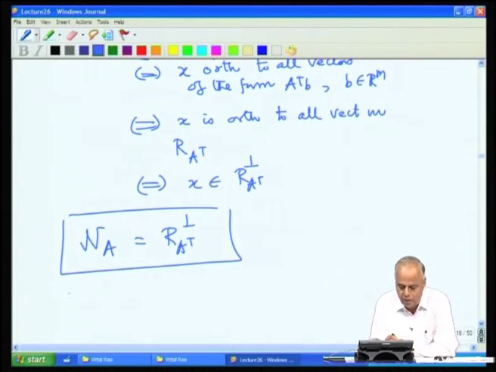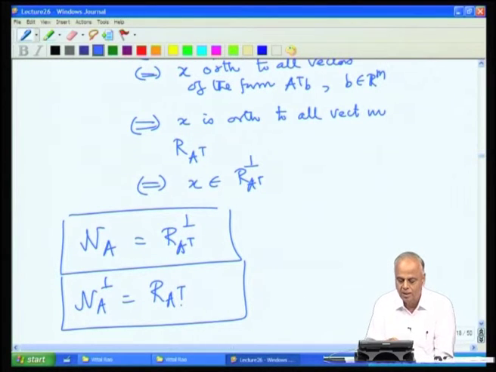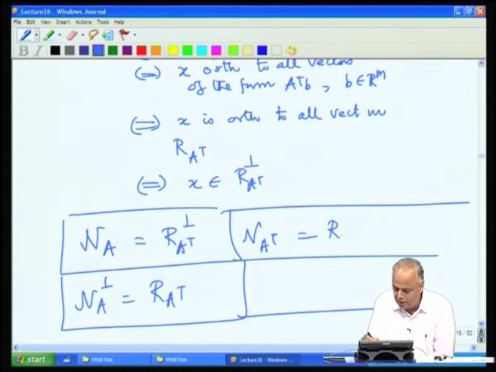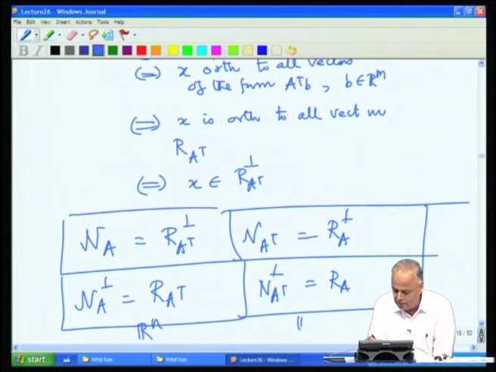Since the perp of the perp is itself, we get N A perp is R A transpose perp perp, which is equal to R A transpose. Analogous to this, on the other side, we get N A transpose is the range of A perp, and N A transpose perp is the range of A. So, this is on the R n side and this is the R m side.